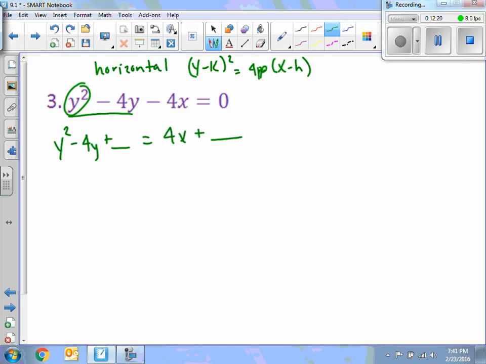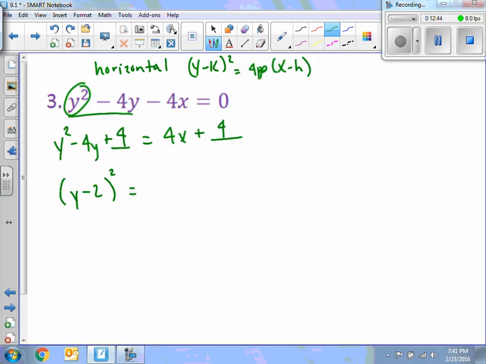4x plus blank. Take my b and divide it by 2. My b value here is negative 4. So divide that by 2, I get negative 2. Negative 2 squared is 4. This factors very nicely to be y, same signs, both negative, y minus 2 quantity squared. Here I have 4x plus 4.